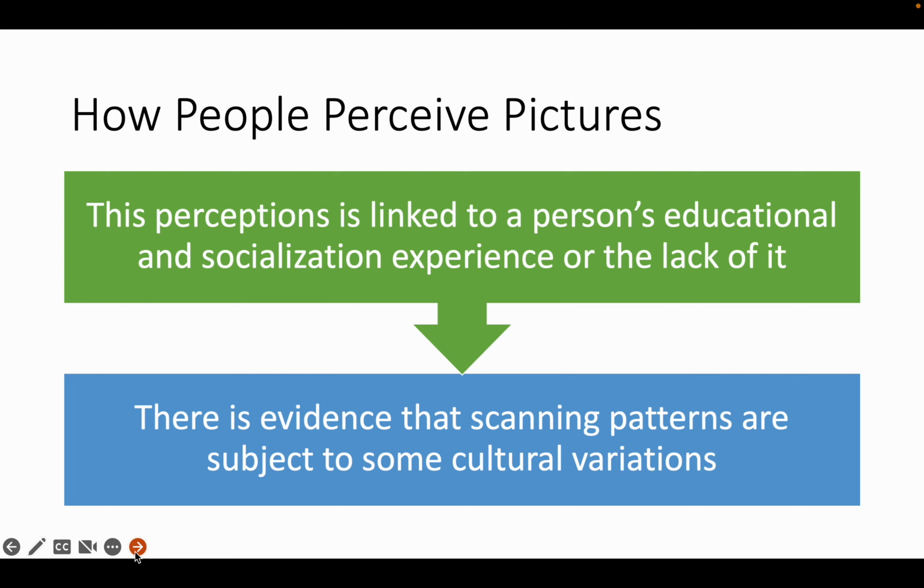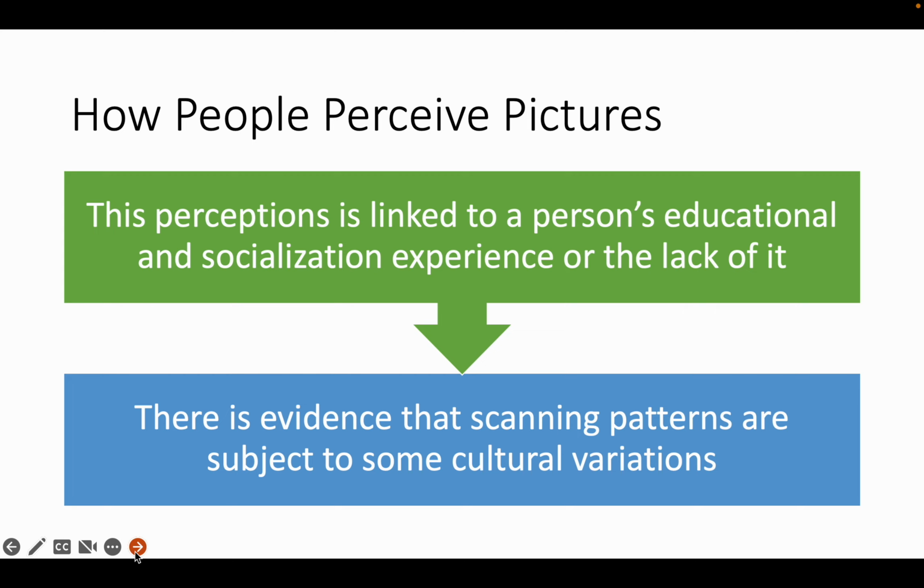The other thing that's been found when we perceive pictures is that there is evidence that scanning patterns, how we look at a picture, are subject to some cultural variations. These variations include a very significant finding: the direction in which we examine pictures is linked to our reading habits. For example, someone from England, Argentina, or Canada, who reads from left to right, is going to have a left to right scanning pattern when they look at a picture.